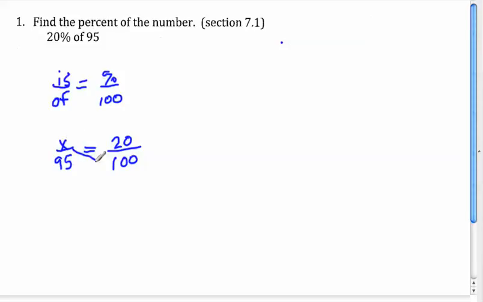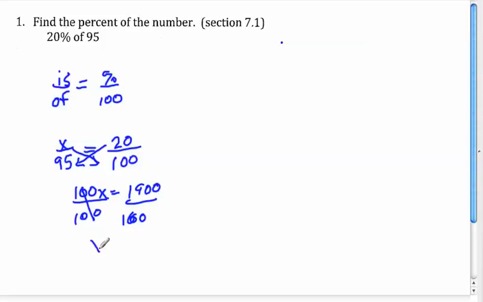Now when I cross multiply, I'm going to get 100x is equal to 20 times 95, which is 1900. Then I divide both sides by 100. This crosses out, and I get x is equal to, and guys, remember whenever I'm dividing by a power of 10, I just get rid of those zeros, and I get 19. So 19 is 20% of 95.